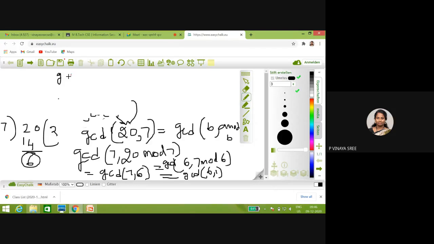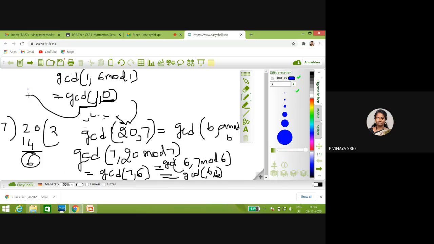So GCD of, now what is B here? 1. GCD of 1 comma 6 mod 1, which is equal to GCD of 1 comma 0. So when 0 comes, you have to stop. This is your result. When 0 comes, you need to stop, and the one which is left is 1. So yes, this is the correct answer.